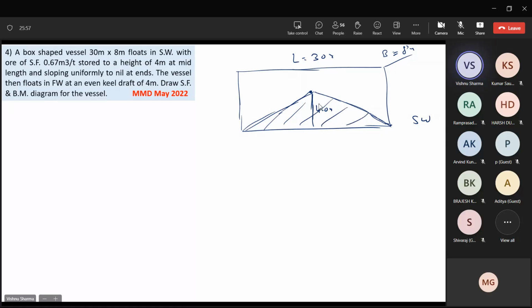The vessel then floats in fresh water. It floated earlier in seawater, never mind, but now it floats in fresh water. The vessel then floats in fresh water at an even keel draft of 4 meters. So 4 meters will be in line with this WL, this is a freshwater draft of 4 meters. Draw the SFBM diagram of the question.